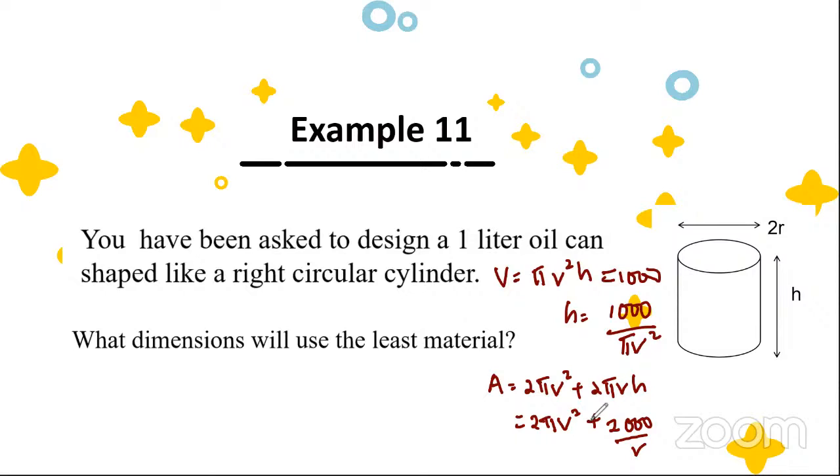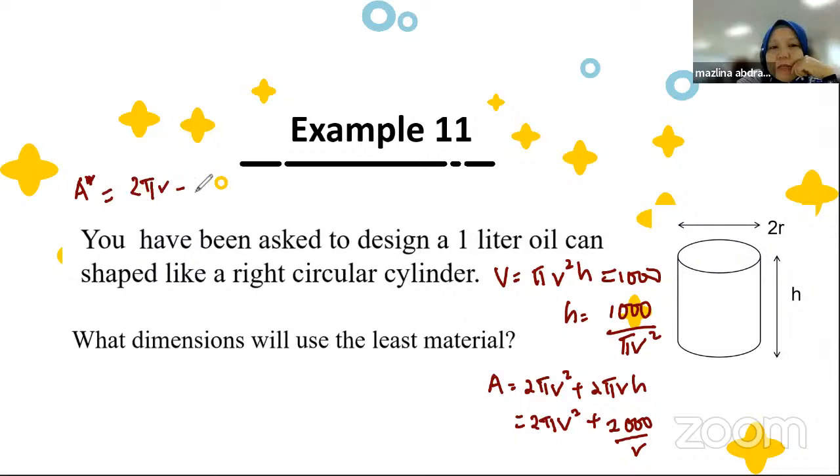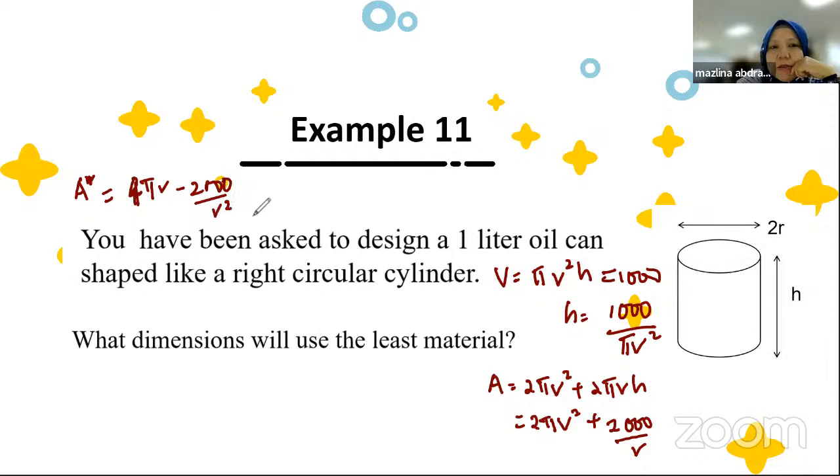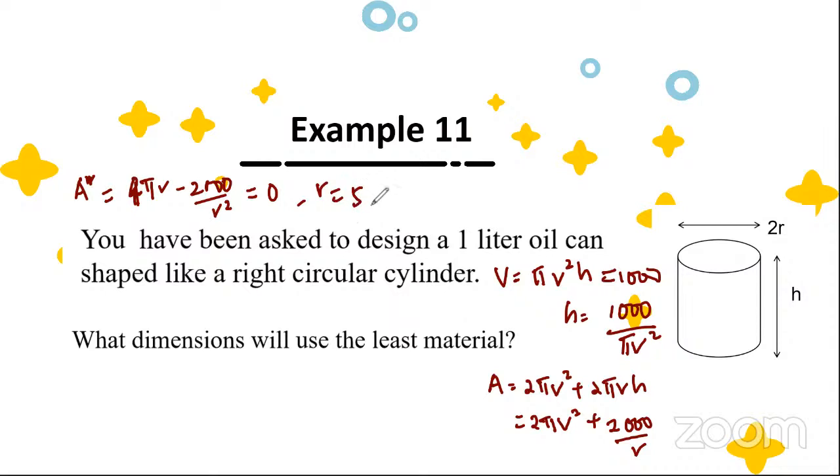And then we equate this to 0 after we differentiate. Okay, you differentiate this with respect to r, kan? You differentiate, you get what? 4 pi r minus 2000 over r square. And then equate with 0, your r is 5.42.